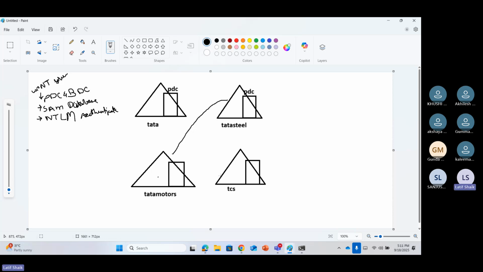So what we do, we create a trust relationship between these two domains. We create a trust relationship, and in the trust relationship, we specify that a Tata Motors user can log into the Tata Steel domain and access the Tata Steel resources. So we create a trust relationship between two domains here. After some time, again, the TCS person needs some information from Tata Motors. Again, we have to create another trust relationship. Again, the TCS person needs to access some information or resources from Tata Steel.